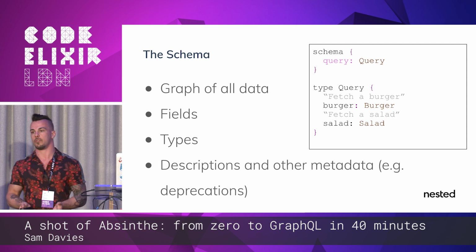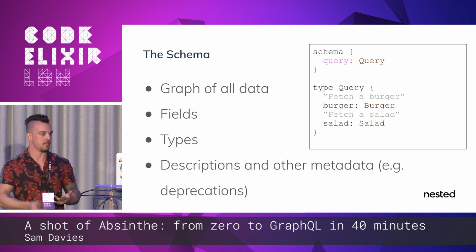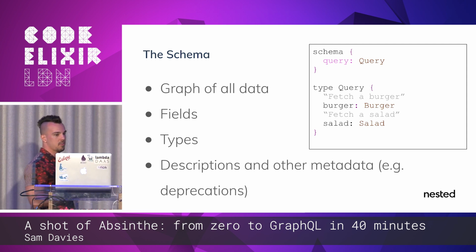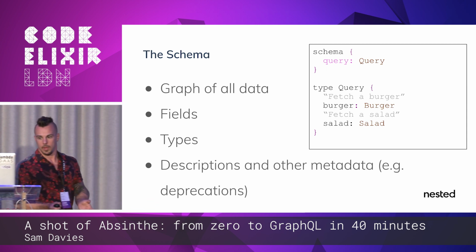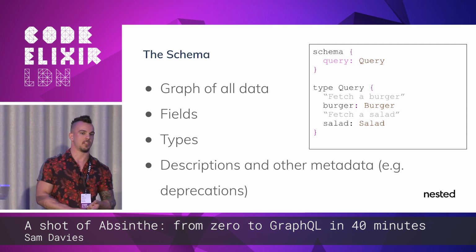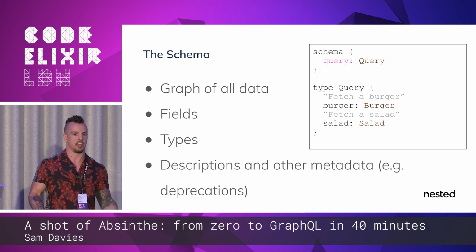So you can say what your fields do. You can document almost everything in GraphQL. You can document types, fields, objects, everything. So the schema represents a graph of all of your data. It's got fields and types, and it's got descriptions and other metadata, such as deprecations, things like that.